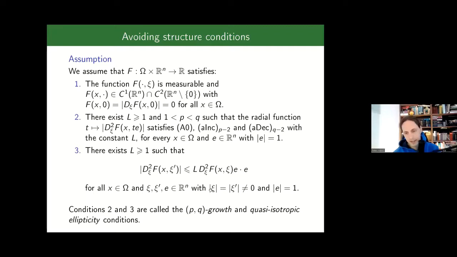Here, as you see, psi and psi prime have the same absolute value. So we are comparing the second derivative over a sphere in Rn. It doesn't have to be constant as in the previous anisotropic case, but it can only fluctuate a bounded amount. And that is why we call this quasi-isotropic. So it's not quite isotropic up to a constant.